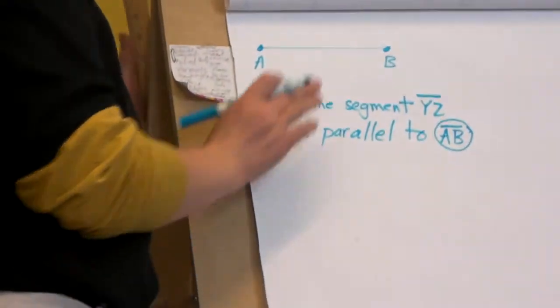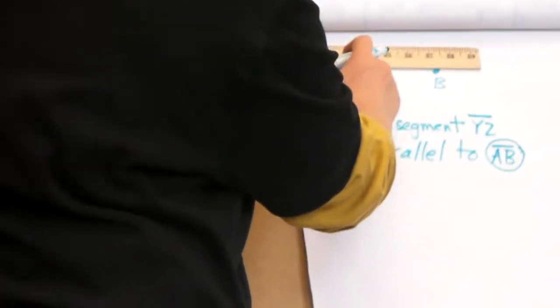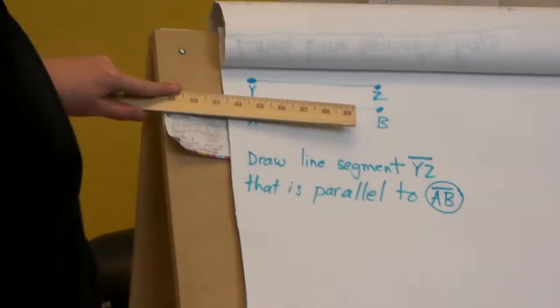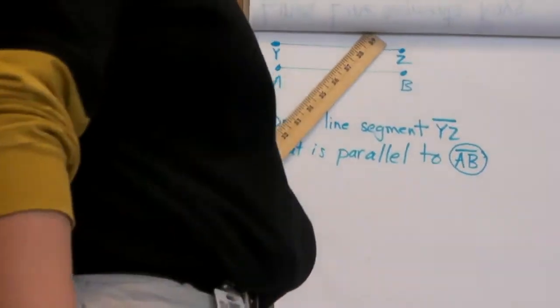Now, it wants you to draw YZ that looks like this. So you have to draw it parallel. I'd use my ruler if I were you, or something where you're going to be able to get the exact same distance between them. And then I'd write Y, Z. Okay, that's parallel. Now if it said intersecting, you'd have to draw it so that it intersected.